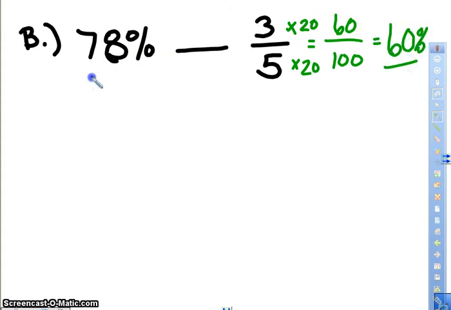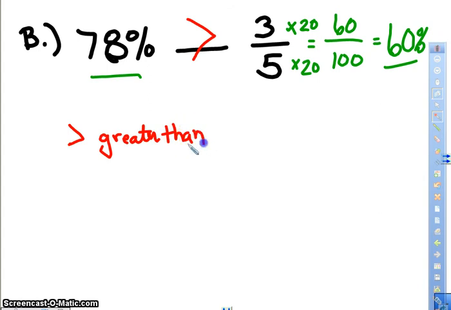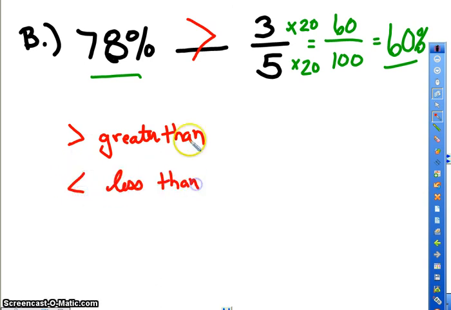You'll see these are very easy to compare when they're both percents. 78% is going to be greater than 60%. And real quick, this is our greater than sign. This is our less than sign. Remember that it's going to eat the larger number, so the number on the left would be greater than the number to the right. This number would be less than the number to the right.